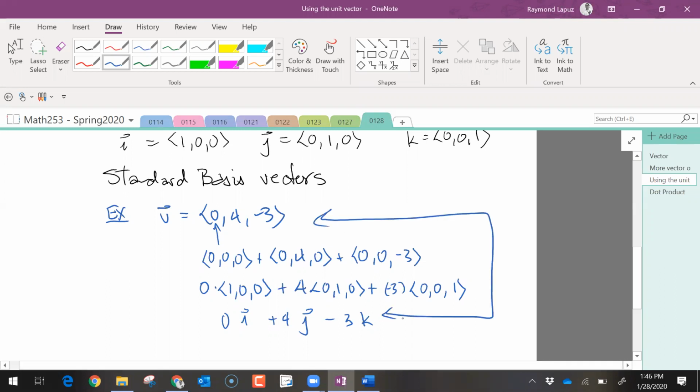So in physics, they use the i, j, k a lot. And in this class, we'll use both. If I had a choice, I'd prefer the, what is it again? Angle bracket notation.